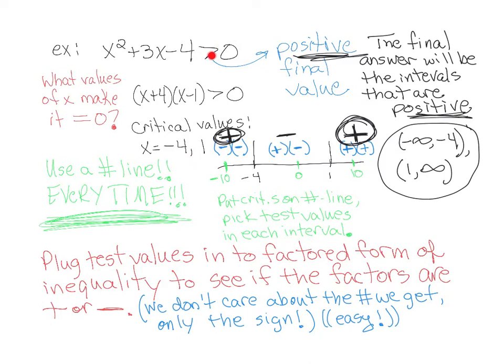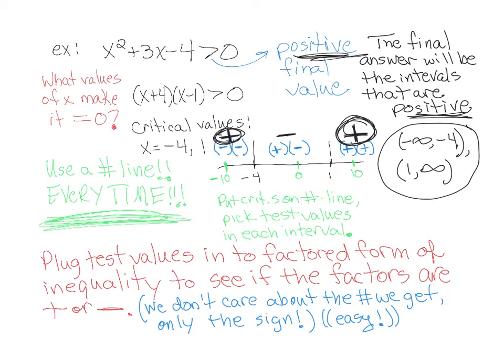That's step 1. Step 2. Step 3 is to put it all on a number line. Do this every single time. You need to see what's going on. So I draw my number line, and I take the critical numbers and I put those on the number line.